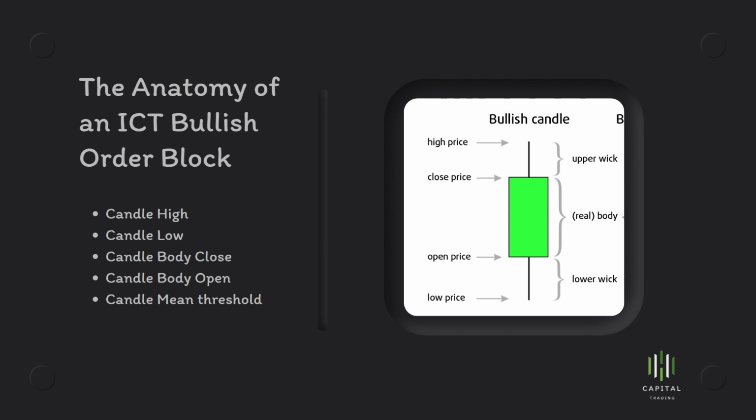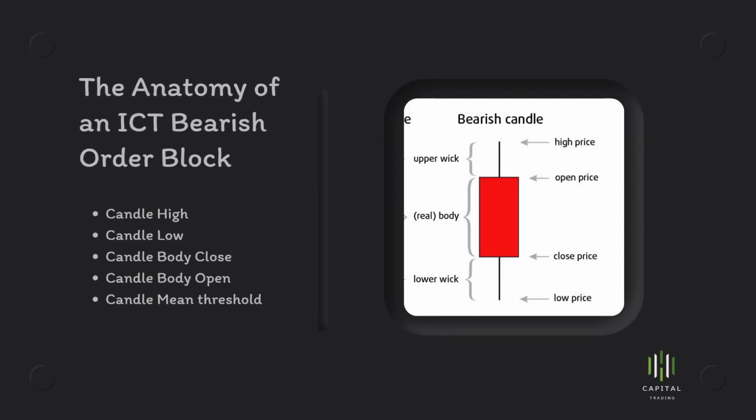We want to look at the candle's high, the candle's low, the candle's body close, the candle's body open, and finally the mean threshold, or the 50% of the body of the range of the candle. And then the same thing goes for the bearish order block. We look for the candle high, low, body close, body open, and the mean threshold of that candle. So what that means is you look at those areas, they are sensitive.